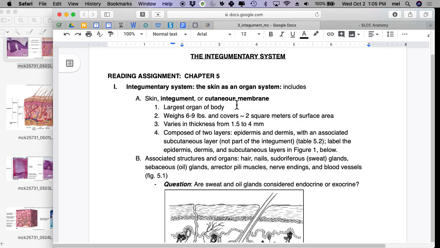Okay, and then your skin varies really dramatically in thickness throughout, from about 1.5 millimeters to about 4 millimeters. Where is it thinnest?